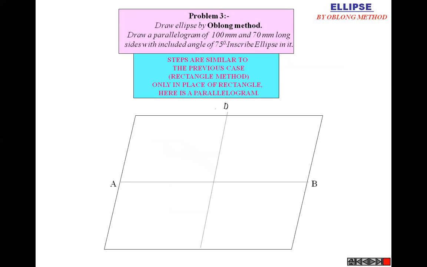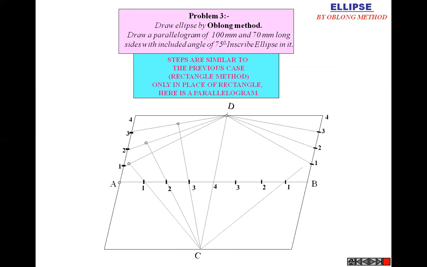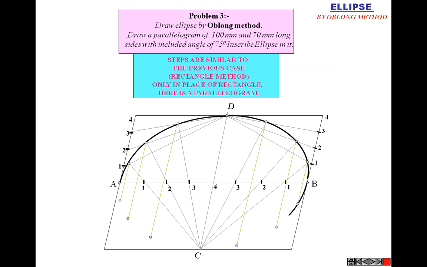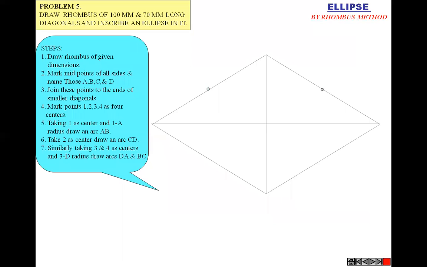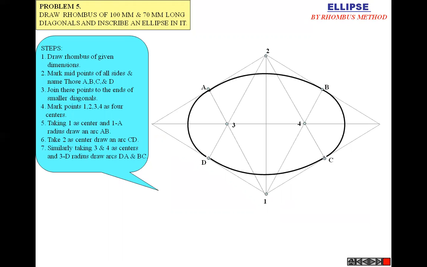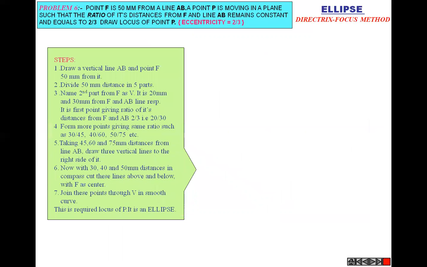So there are different methods. This is the oblong method of the ellipse, which is known as the parallelogram method. Here a parallelogram is given, and we have to draw the ellipse inside the parallelogram, the same as by the rectangle method. This method is also known as the oblong method. Now the next method is the rhombus method. The rhombus method is the same as how we draw the isometric circle. So the same method is used to draw the ellipse by the rhombus method.